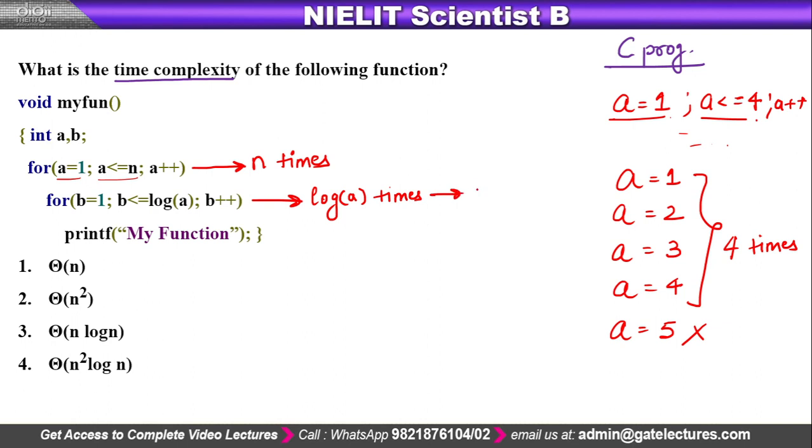And what is log A? Log A is nothing but log N because A is running N times. So instead of A we'll replace it by N. So it will be log N times. So what will be the time complexity of this?